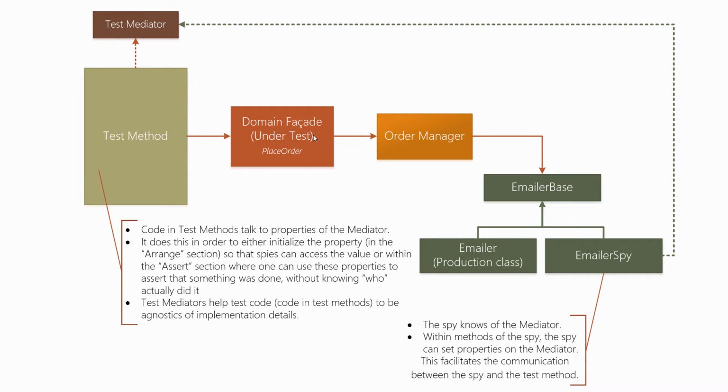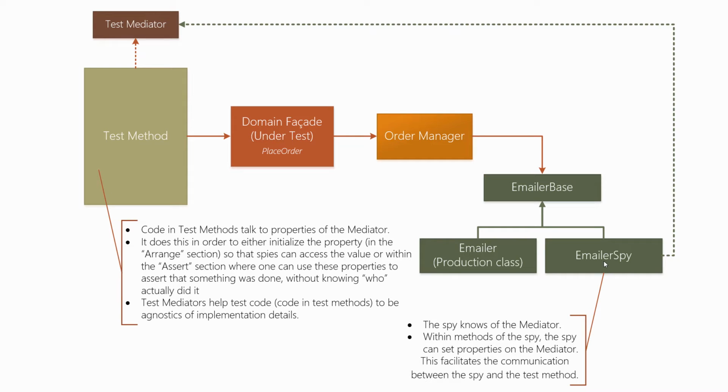The domain facade has a dependency on the order manager. The order manager in turn has a dependency on an emailer base. In the production system, we issue an emailer instance to the order manager. And in our unit testing scenario, we're going to be providing an email spy instance to the order manager instead of the production class. The email spy class is only available in the unit testing project. In other words, it's not a part of the production system or production code base. It's only a part of the unit testing code base.